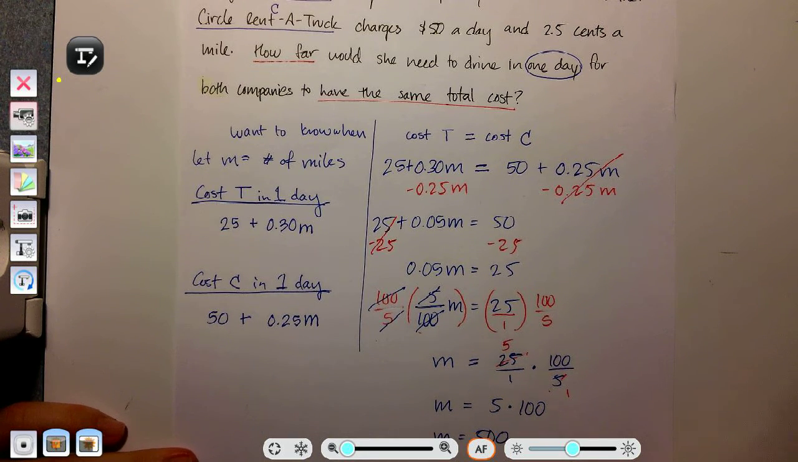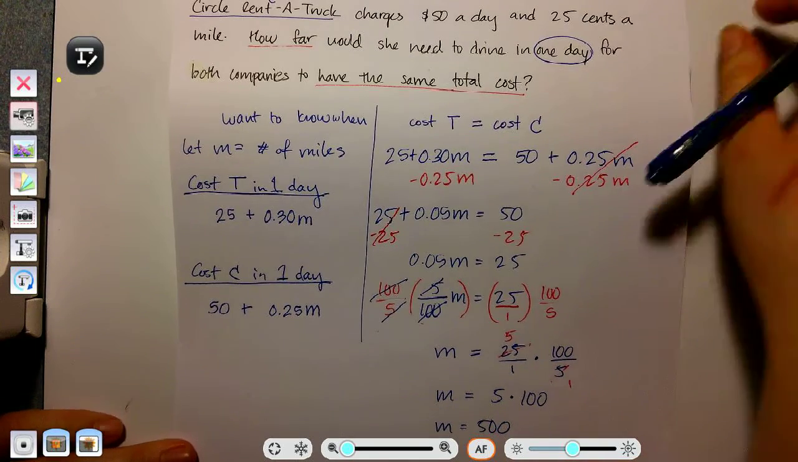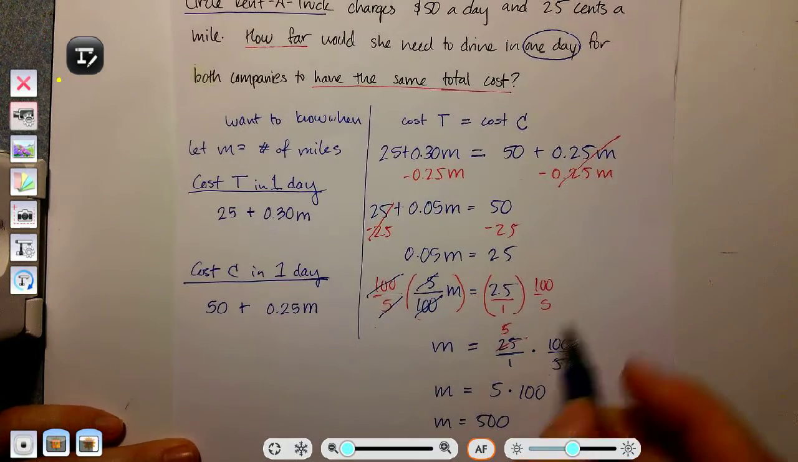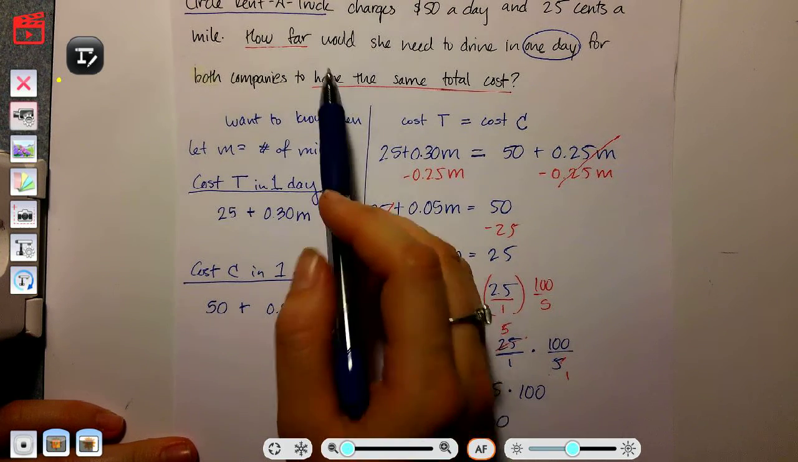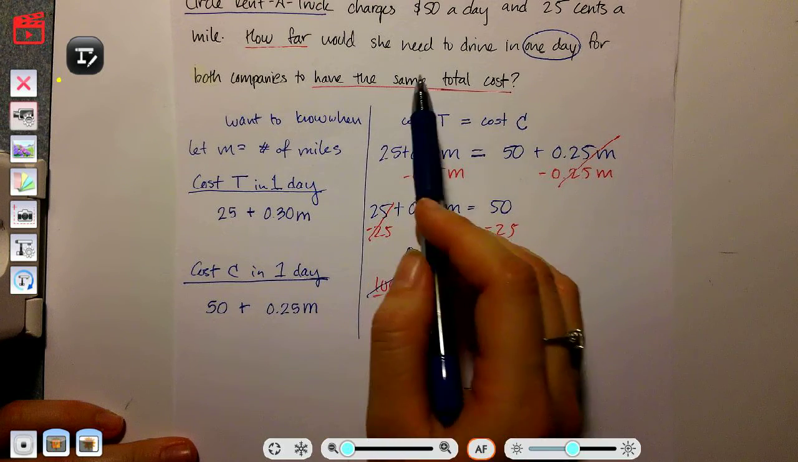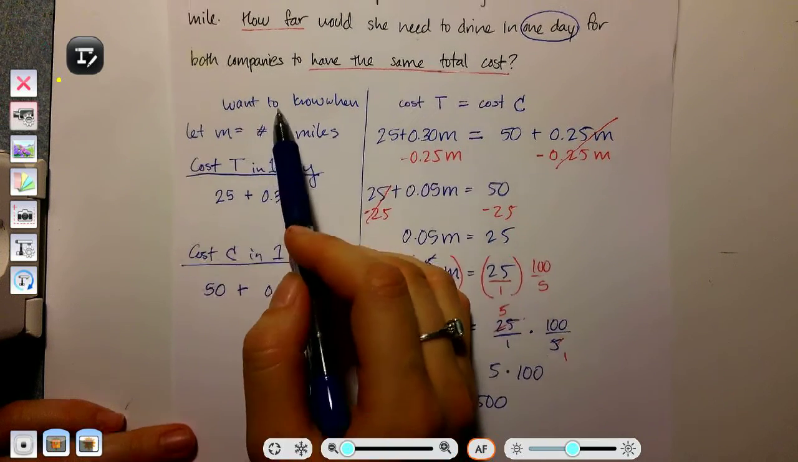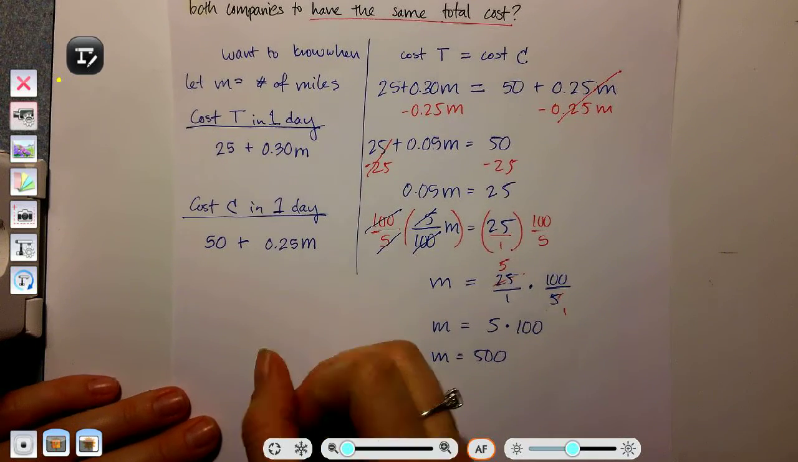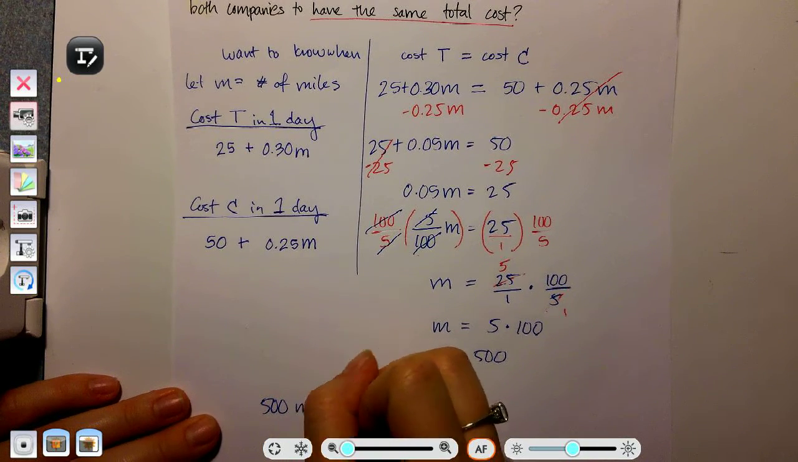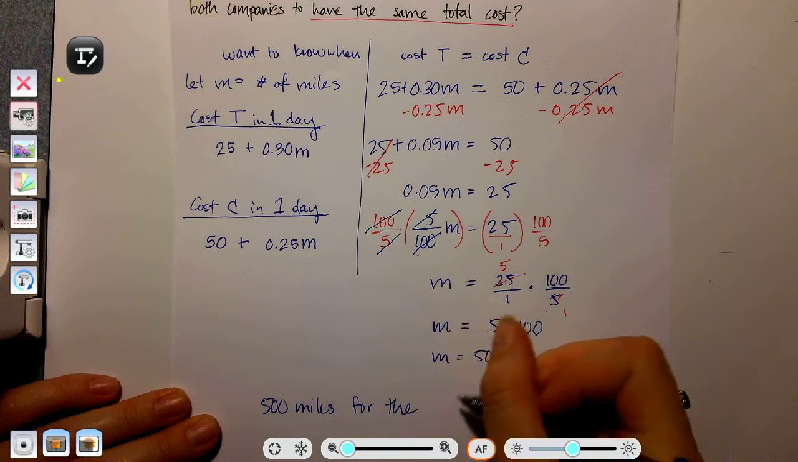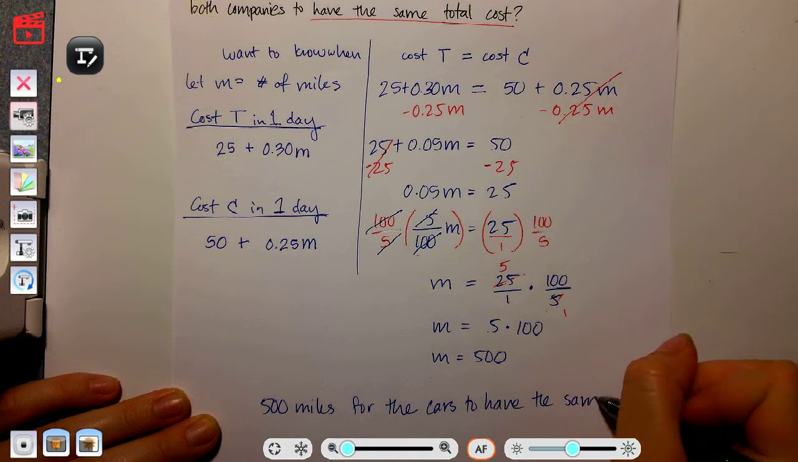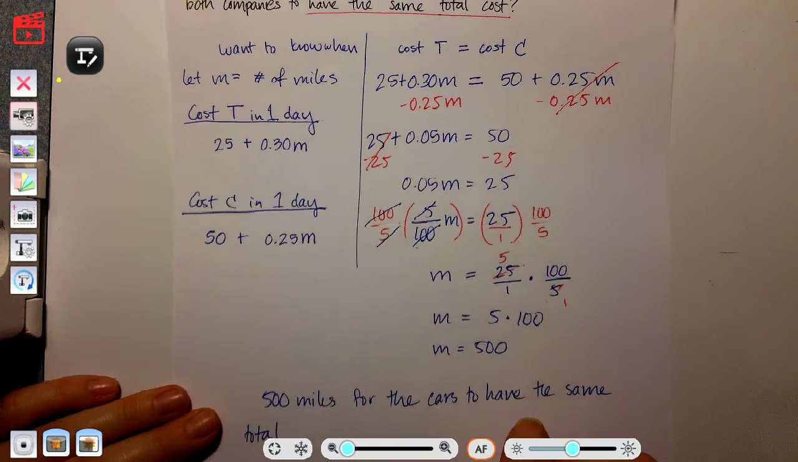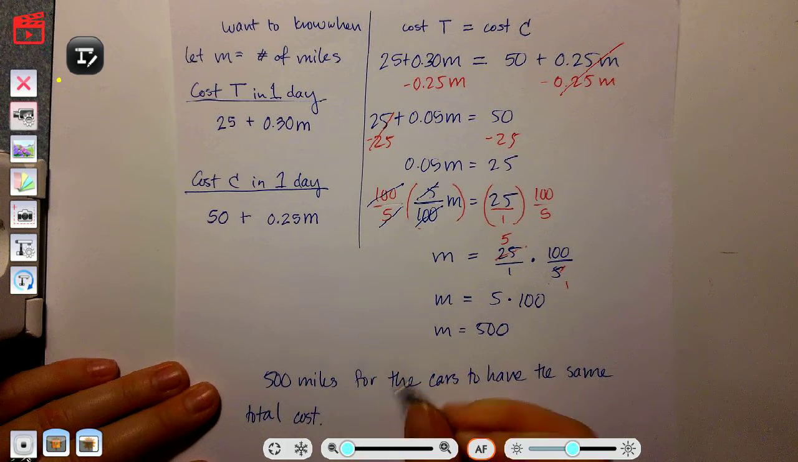So, what did m stand for? m was the number of miles. So what is my answer? We're trying to figure out how far she'd need to drive in one day for both companies to have the same total cost, and the answer would be 500 miles for the companies to have the same total cost. That's a long distance. Okay, and remember your unit, miles, and your period.